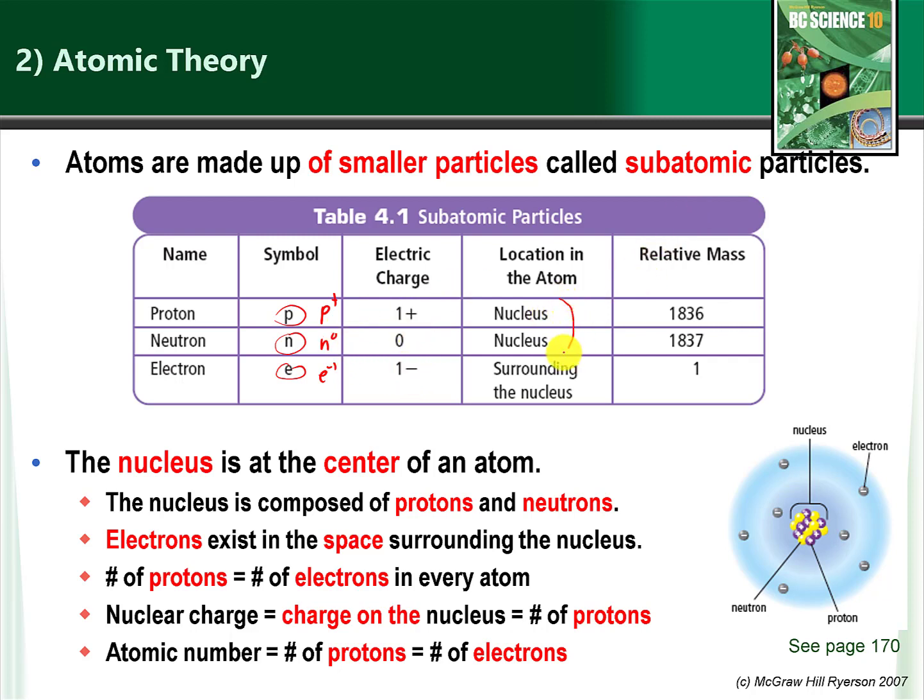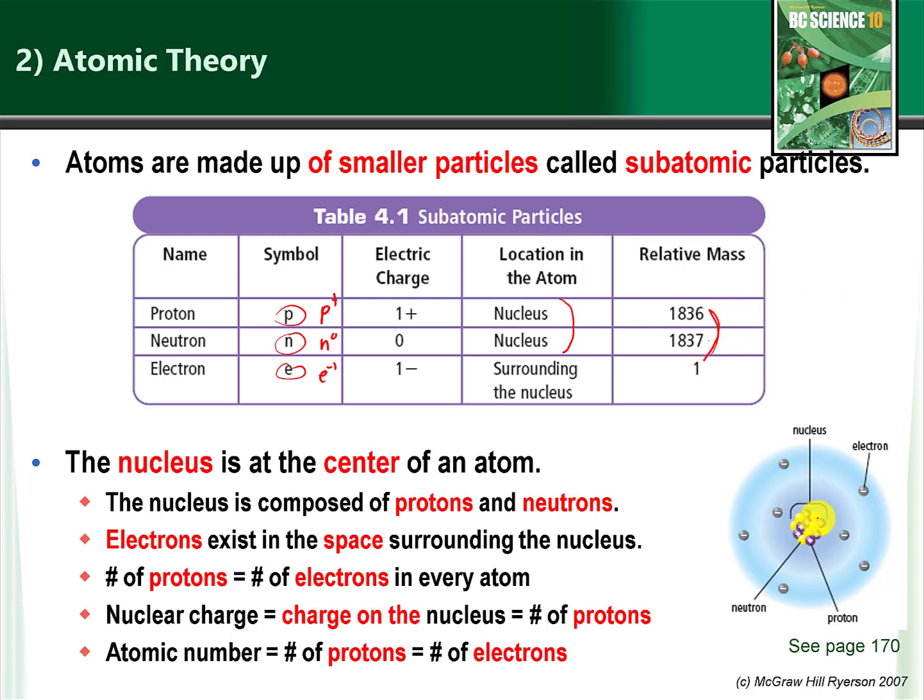The location of the protons and neutrons are in the nucleus, and the electrons are orbiting or are around the nucleus, way outside. And the relative masses are these, meaning if an electron weighed 1, you would have to have 1,836 electrons to equal the weight of 1 proton. So a proton is much, much heavier. And then if you observe, if we add 1 to the proton, we actually get a neutron. A neutron is just slightly heavier.